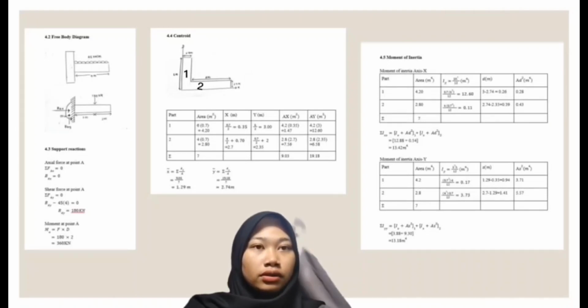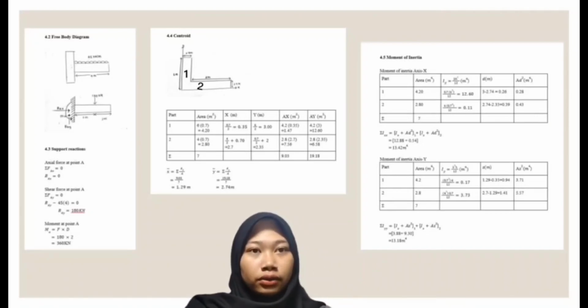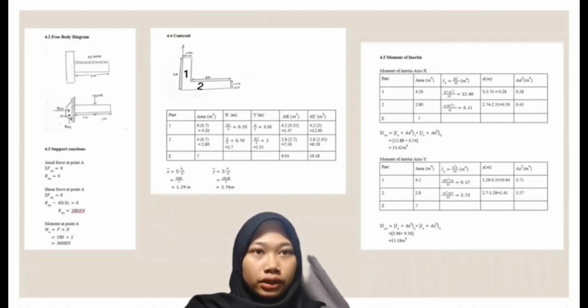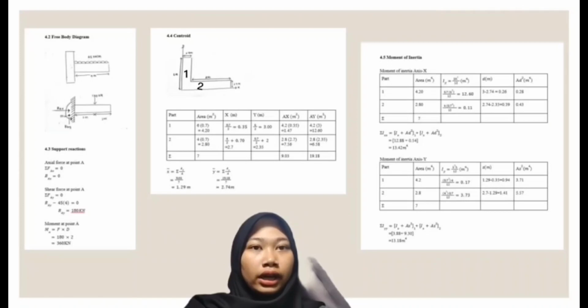For axial force at point A, FAX is 0 and RAX is also 0. For shear force at point A, FAY is 0, RAY is 180 kN because we need to convert from UDL to point load, and the load is located at the middle of 4 meters, which is 2 meters. For moment at point A, it is 180 times 2 and we get 360.